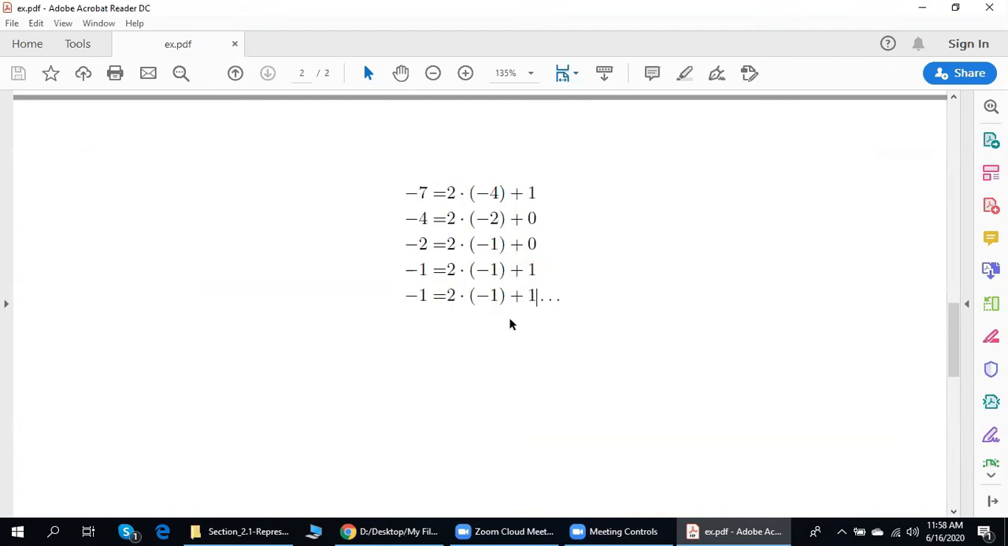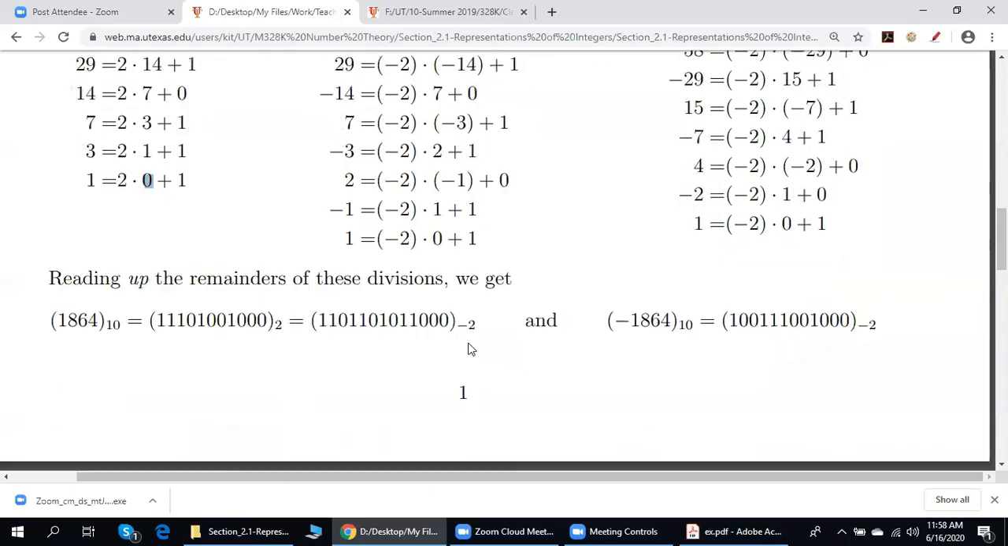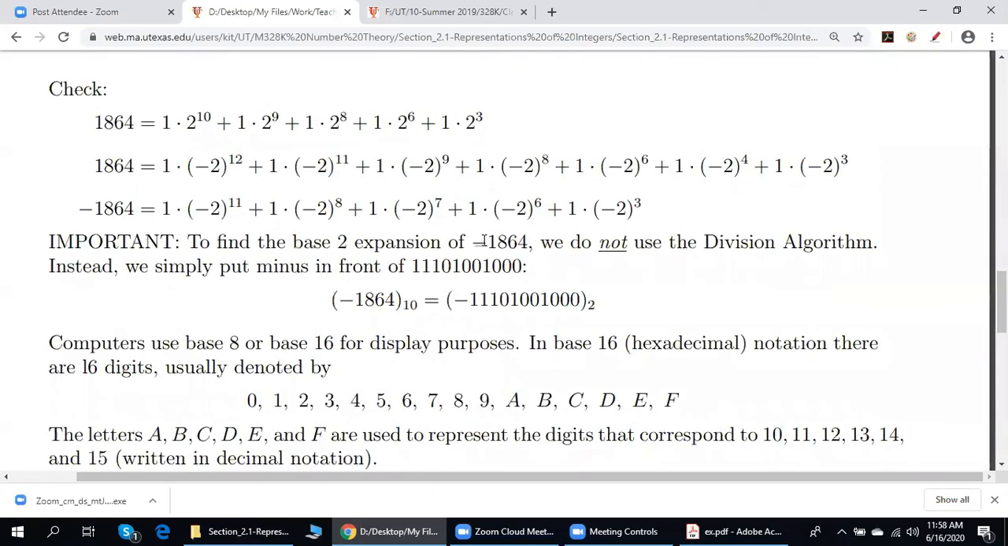This is the reason why, if the number is negative but the base is positive, we do not use the division algorithm in order to get the expansion. We instead first consider the corresponding positive number, find base B expansion, and then attach minus in front of the whole thing. Any questions here?